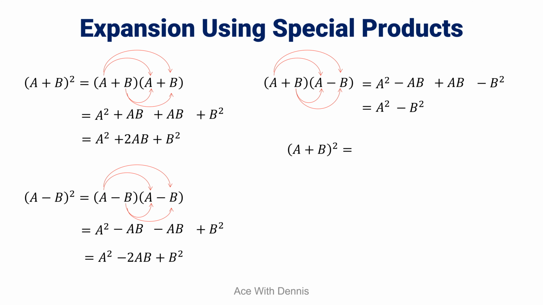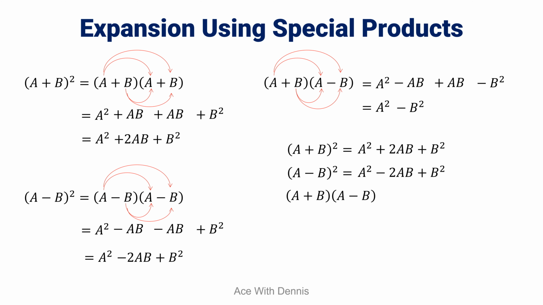So let's make a summary for these three cases. (a + b) squared equals a squared plus 2ab plus b squared. Second case, (a − b) squared equals a squared minus 2ab plus b squared. The third case is (a + b)(a − b). We'll get a squared minus b squared. So you have to remember these three cases.